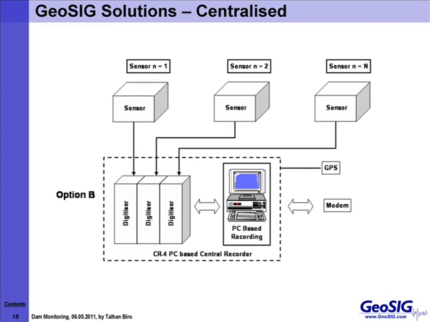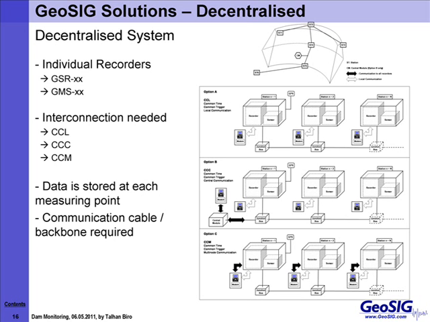The other type, option B, is again of course a central recorder, but this time the recording is taken over by a computer that is dedicated for this purpose. So basically the sensor data are incoming to a digitizing module, and from the digitizers it is transferred to a computer-based central recorder, and this computer is able to communicate with the outside world for the data acquisition and system intervention. Then comes the decentralized solutions.